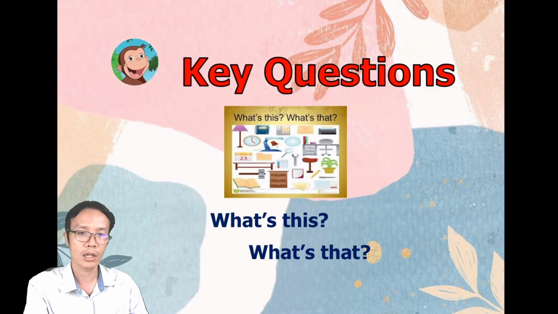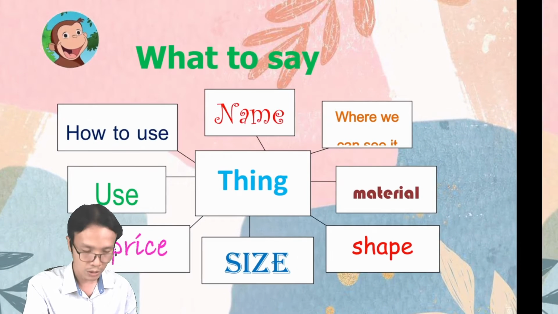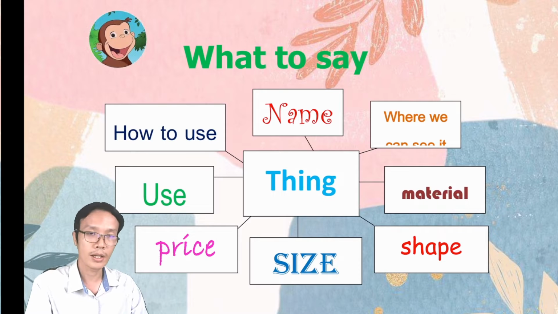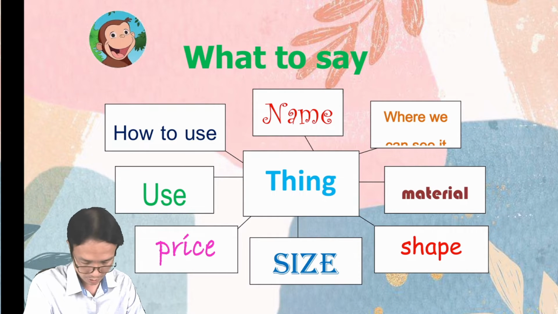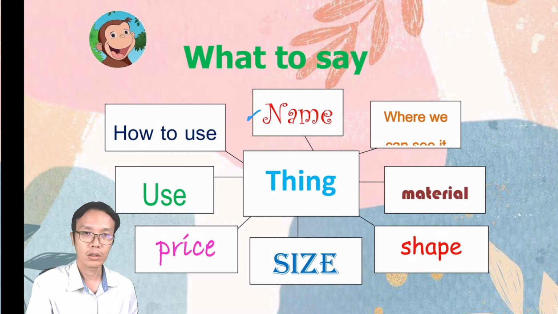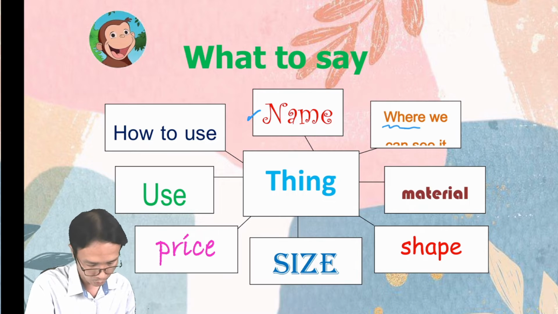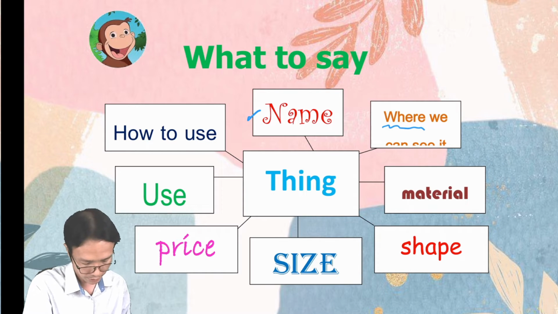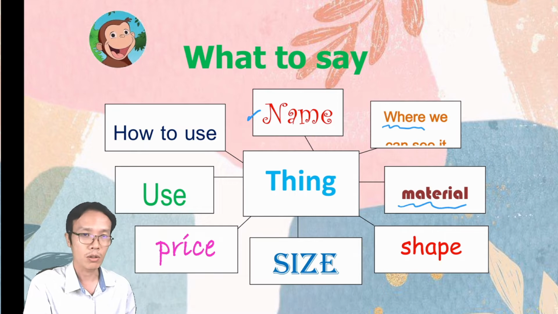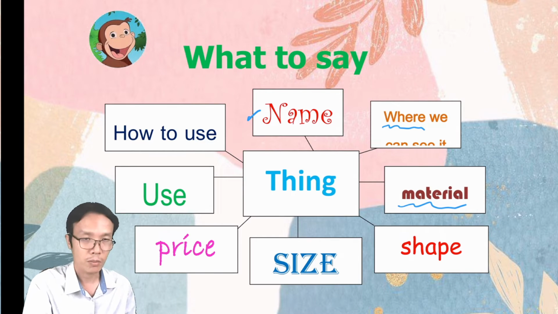So you need to be able to talk about the things you see, the things people ask you about. So we'll start now. Here are the things you can say. First, you talk about the name. You have to say the name of the thing and then the place where you can see it. And then the material. So what does it mean?